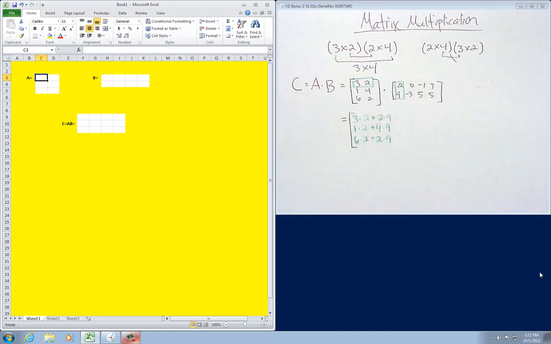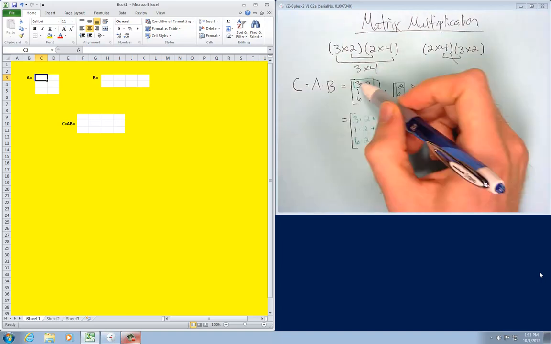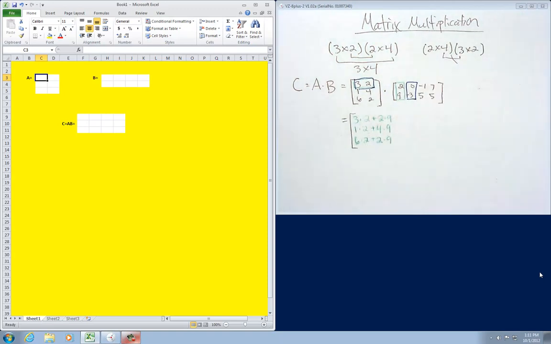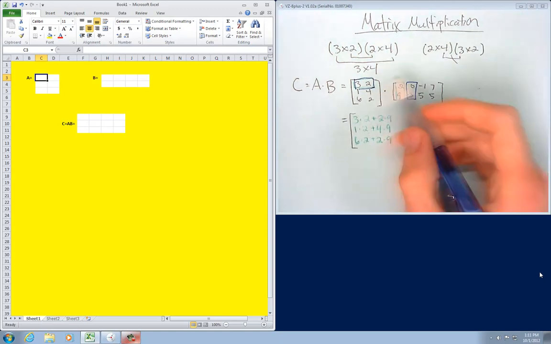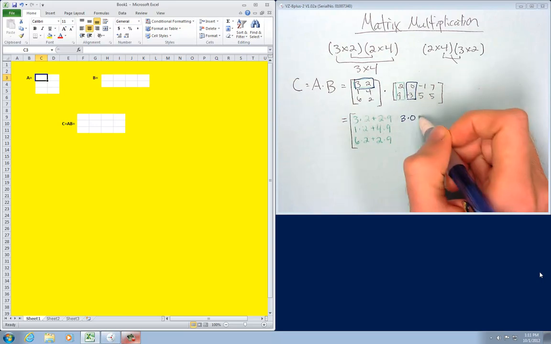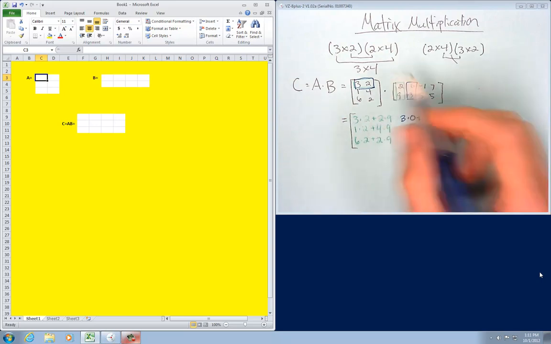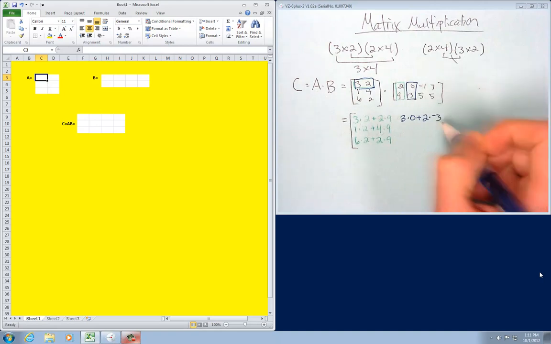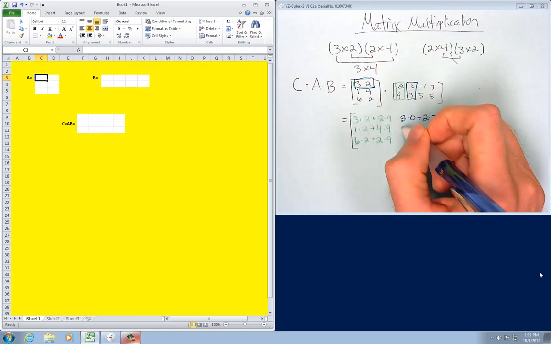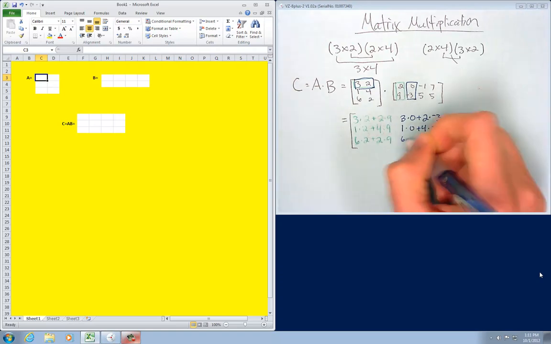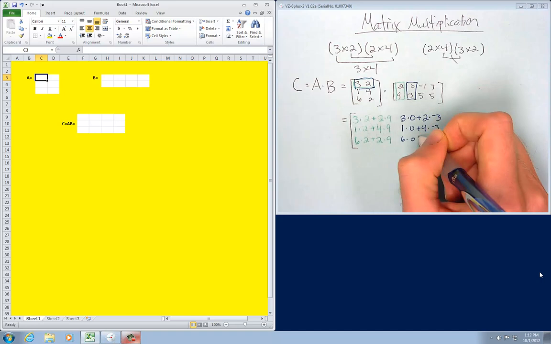Then we're going to use blue for the second column. It's essentially the same idea. You take your first number, 3, and multiply that by the first number here, which is 0, and add that to the product of the second number, 2, times the second number over here, negative 3. And do that for each row. 6 times 0 plus 2 times negative 3.